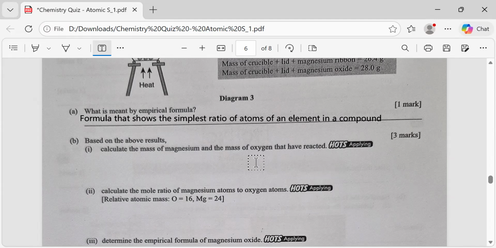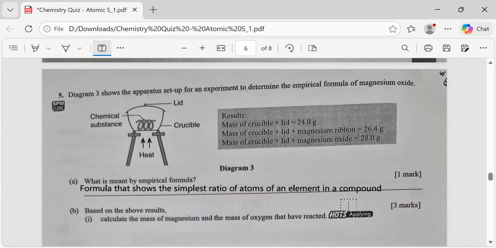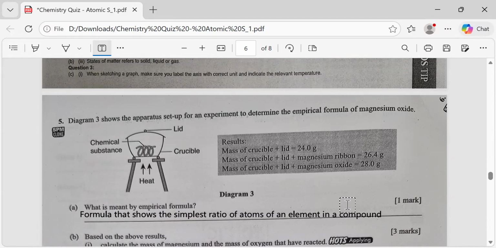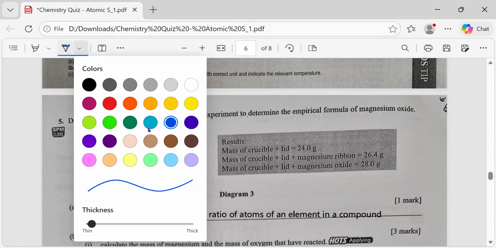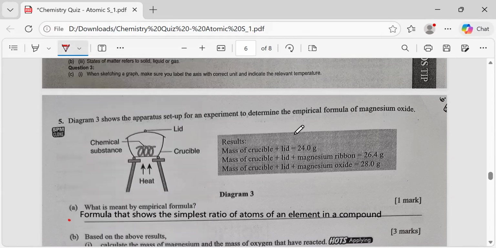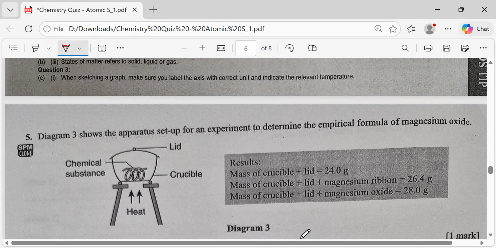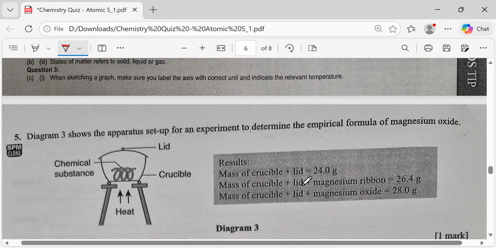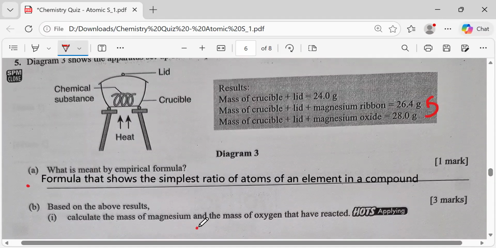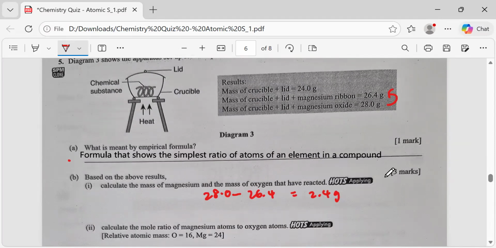Okay, ready? Calculate the mass of magnesium that has reacted. This is the mass of crucible. This is the mass of crucible and lid, and so you take this minus this. Do you know that? Okay, 28.0 minus 26.4. How much do you get? 2.4 grams. Okay? That's the mass of oxygen.